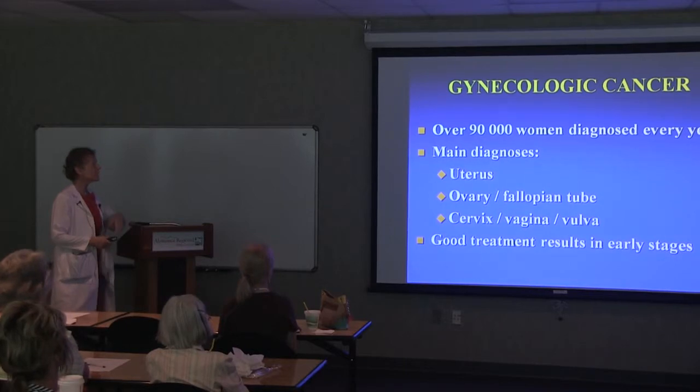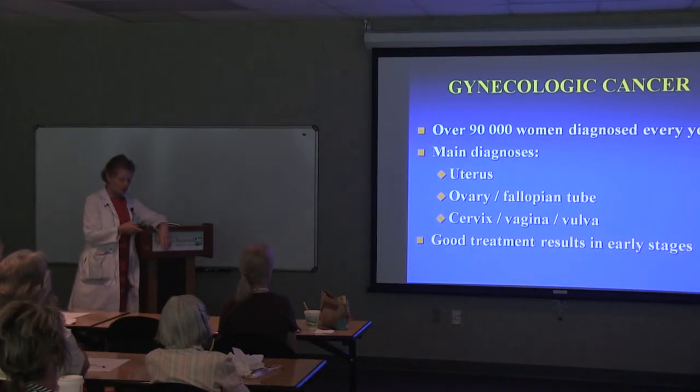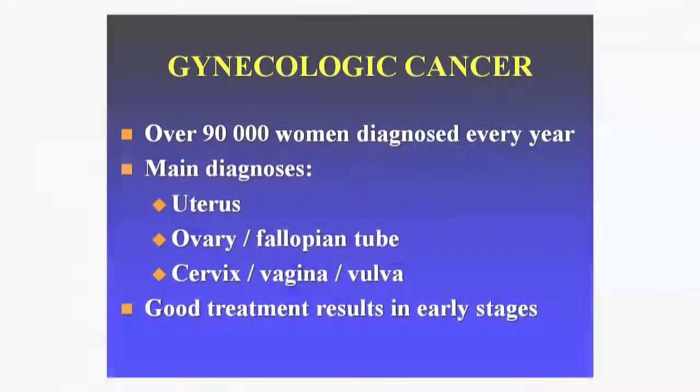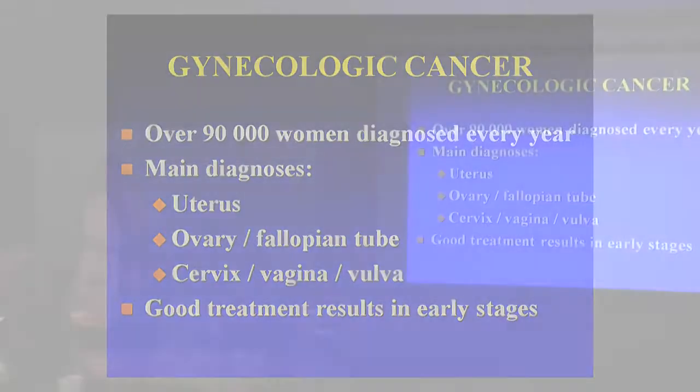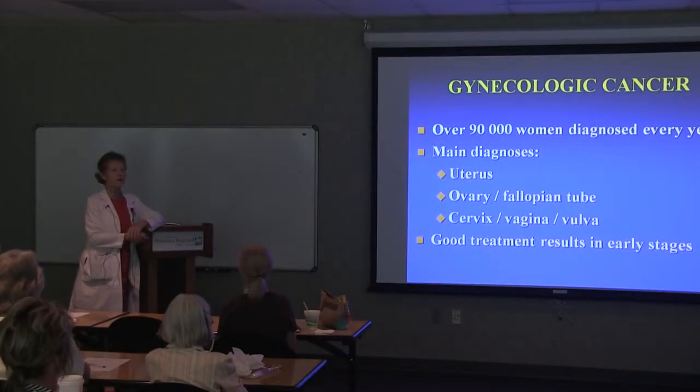So let's talk about a gynecologic cancer. And here we're talking about the main diagnosis, uterus and ovarian and fallopian tube. Since we have regular pap smears and treat all these precancerous lesions, we only see about 10,000 or 12,000 women with cervical cancer in a year in the United States. So this is just a very big success story regarding screening. Worldwide, it's after breast cancer still the most frequent female cancer.